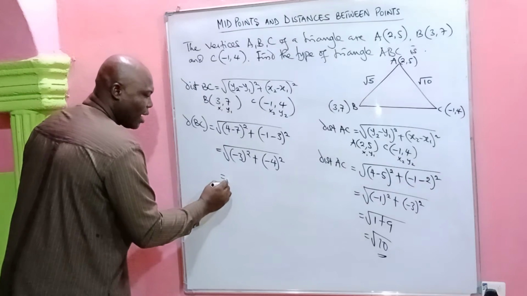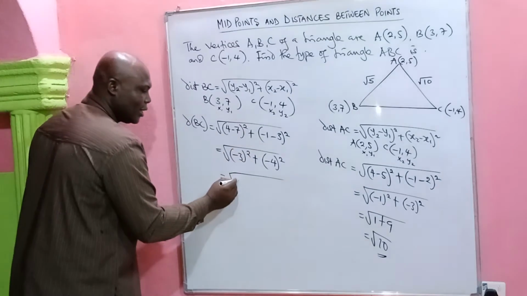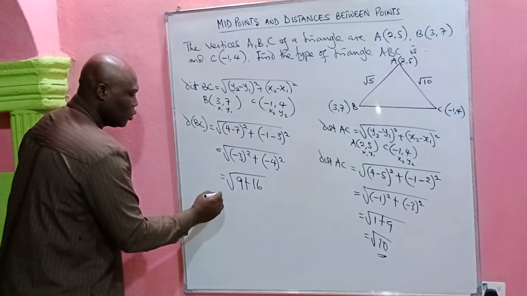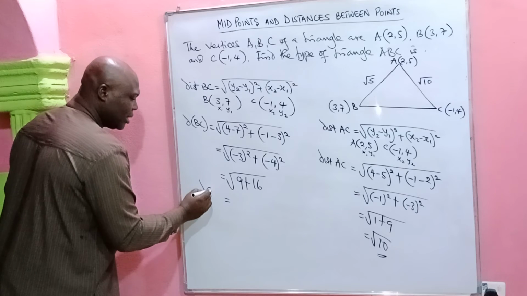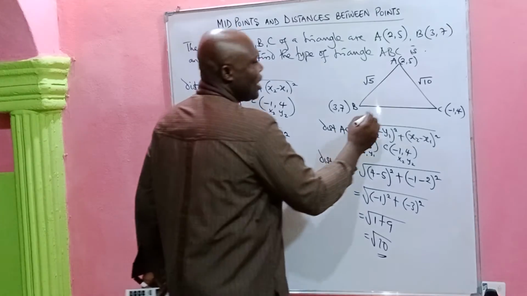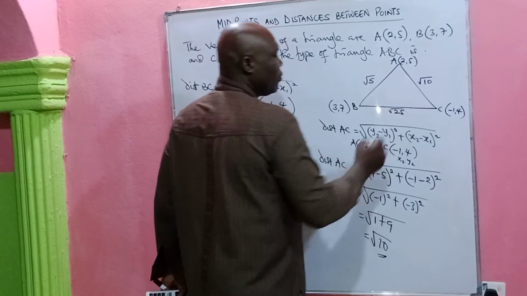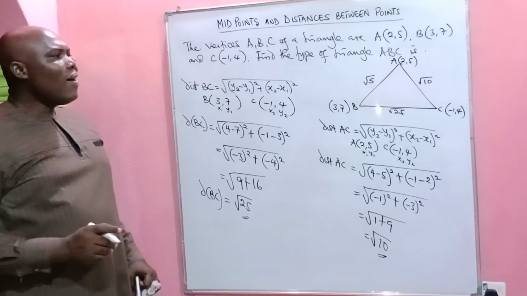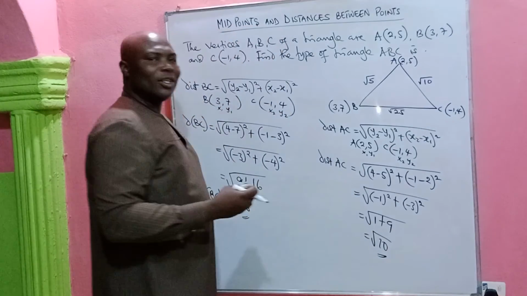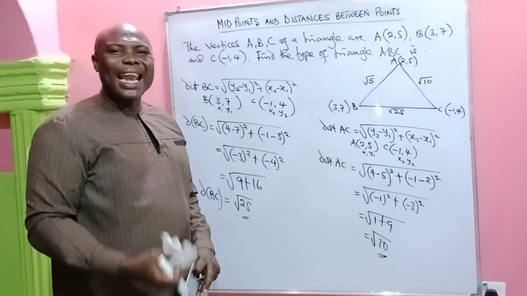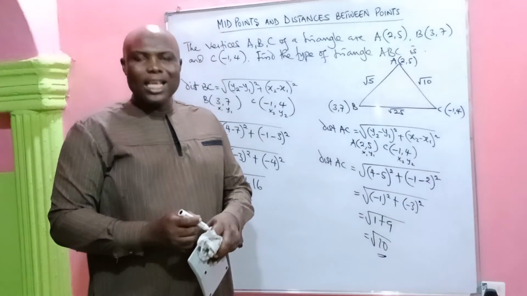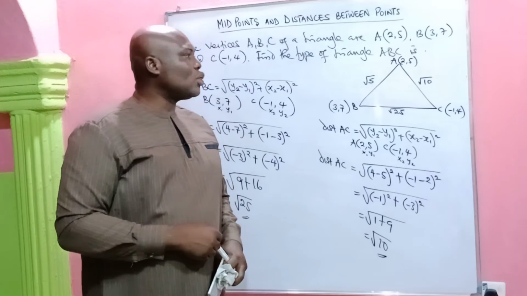So we are actually going to have the square root of minus 3 squared is positive 9 plus minus 4 squared is 16. So it means we are going to have the distance BC to be 9 plus 16, that's root 25. So we report here root 25. This is that simple. Now, at the end of this, you can conclude that the triangle is a scalene triangle. Why? Because the three sides of the triangle are not equal. Please take note of that. So the triangle is scalene.